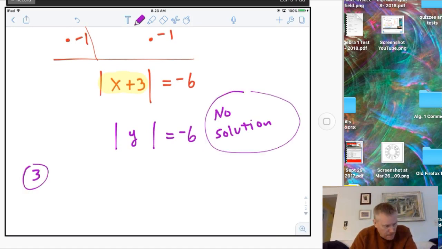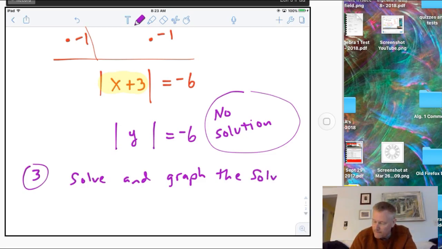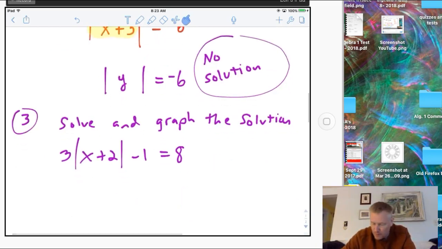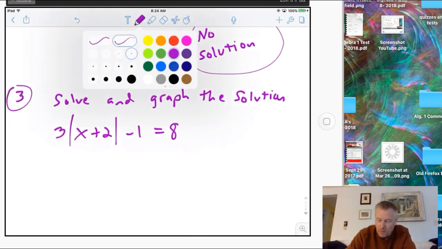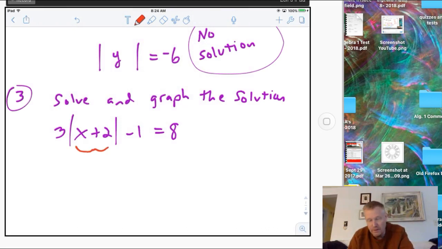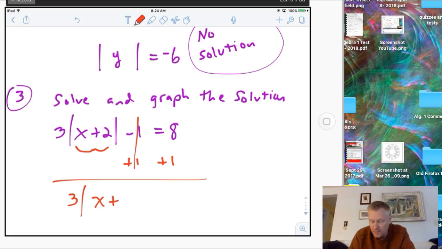Number 3, solve and graph the solution. And the equation is 3 times the absolute value of x plus 2, minus 1, equals 8. Okay, so this one. Once again, the idea is to get that absolute value sign and what's inside of it all alone. So the first thing I'm going to do is add 1. Those will cancel. Then I'm left with 3 times the absolute value of x plus 2 equals 9.